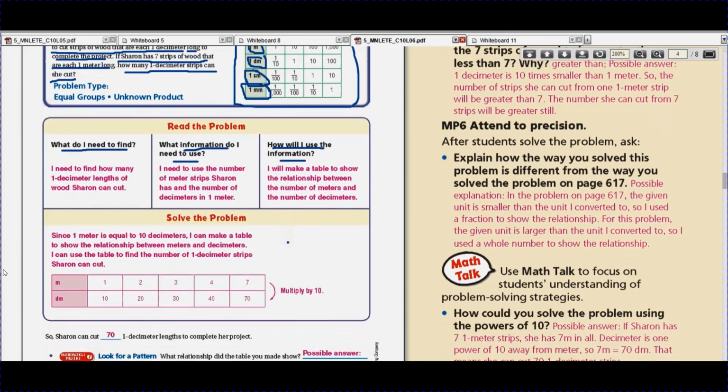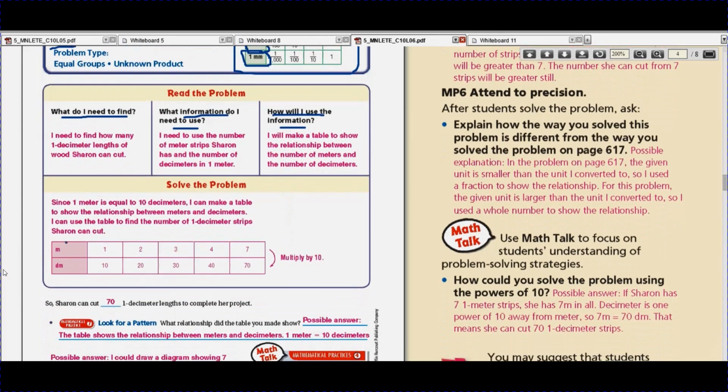First of all, we have this table. Let's draw it. We have up here meter, and down here decimeter. And 1 meter equals 10, as we studied before. So if you want to get 2, you have to multiply by 10, so multiply by 10 in each one to get the number of decimeters. 3 will be 30, 4 will be 40, 7 will be 70.